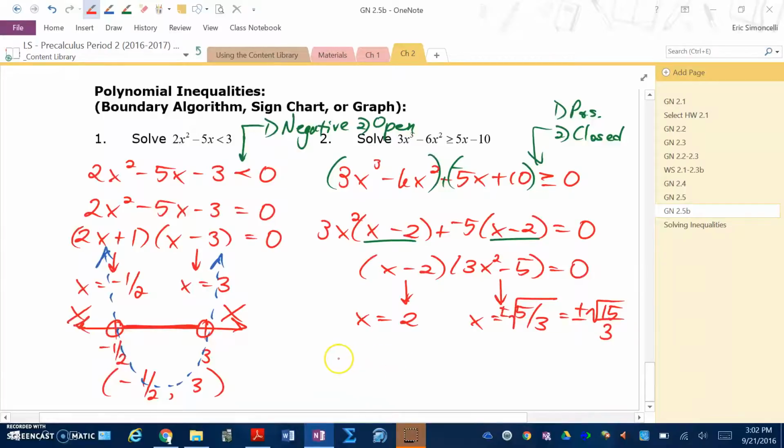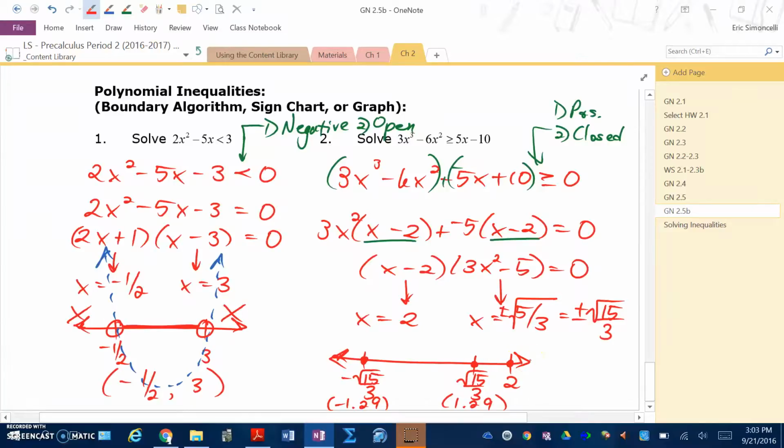So on our number line, we'll take a look. Our number line will have 3 critical values, of which we'll identify negative root 15 thirds and positive root 15 thirds, which if we do a quick analysis gives us root 15 over 3 as 1.29, and negative root 15 over 3 as negative 1.29. So I'll note those as such. Let's say 2 is here. Again, if you recall, we wanted closed values at the 3 critical values, so I'll do that.